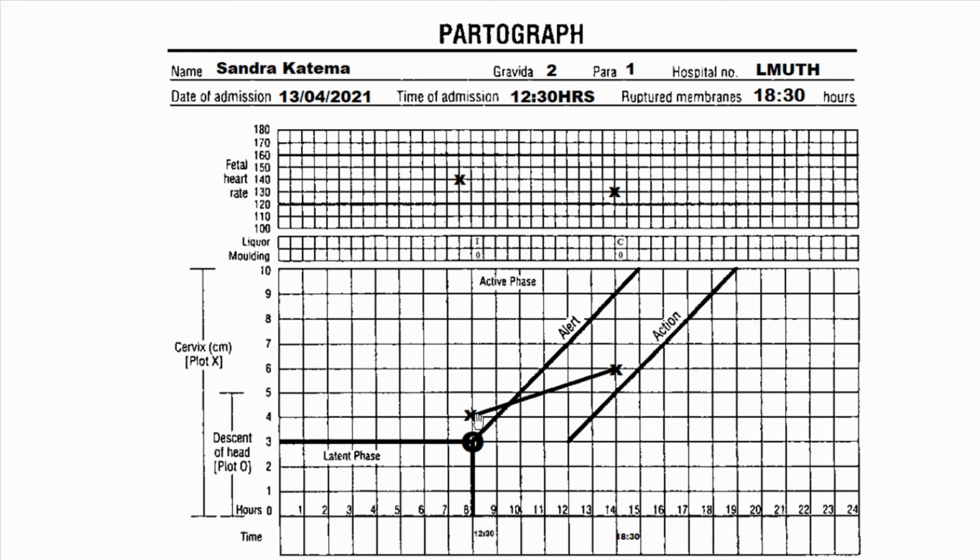So here she came in at 4 centimeters, so you mark an X over here. Then after that, the descent was 3 out of 5, so you mark an O here. So you have your X here and you mark your O here.